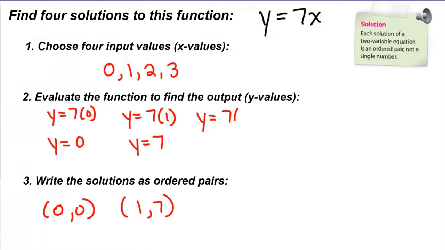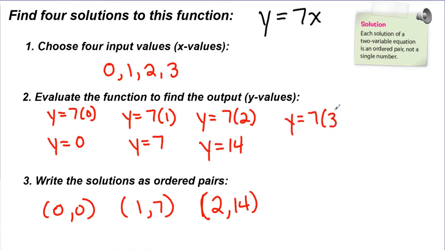Likewise, y equals 7 times 2, which is 14. So that gives me (2, 14) as a solution. And finally, I'm going to put 3 into this function and get 21, which gives me my last ordered pair, (3, 21). Now, obviously, these are not the only solutions to this function. We just need to pick a sample of them so we can get an idea of where these ordered pairs are on the coordinate grid.